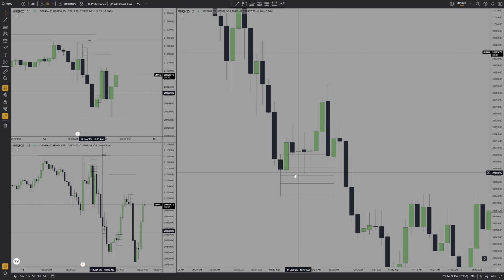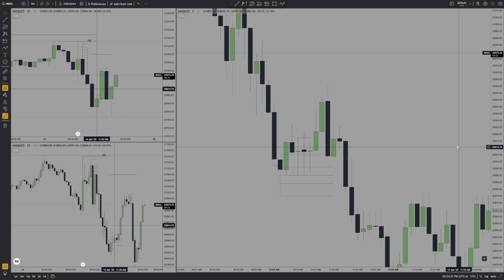So our CSS, how do we validate it? Close below, close above. This is our validated CSS. What do we see right here? We get that at least 30% mitigation. We actually come down and tap the 50%, and we would be taking our buy stop where? One tick above this candle.